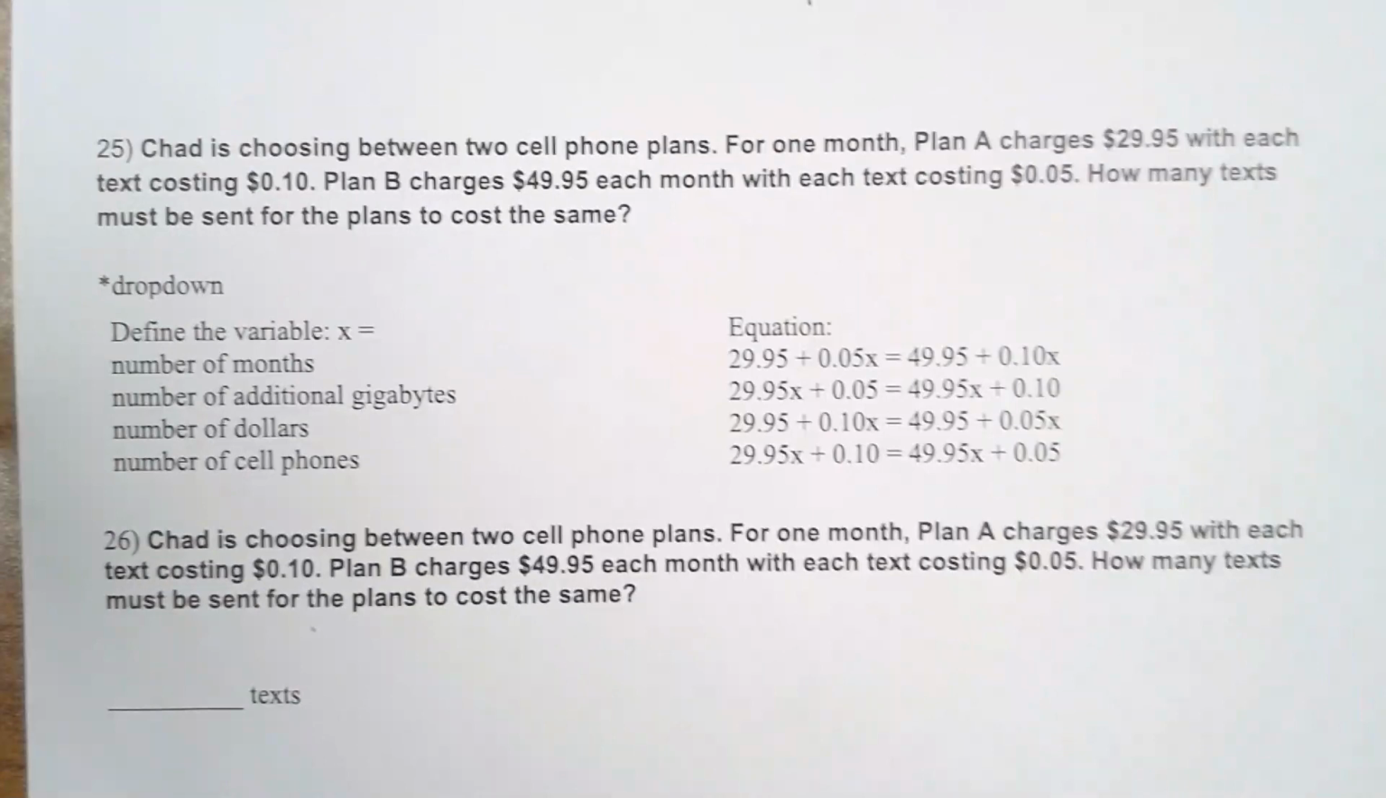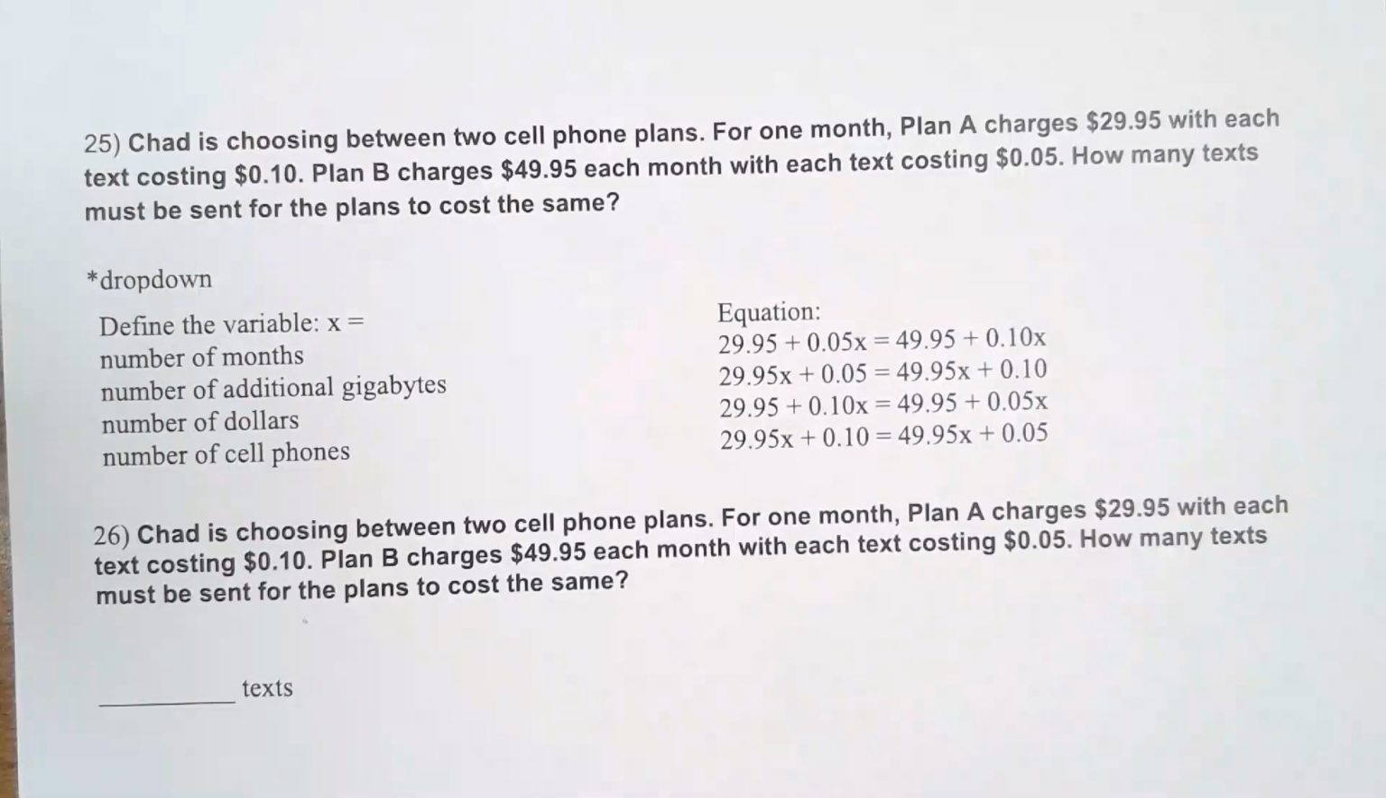All right, and then our last two questions here. So Chad is choosing between two cell phone plans. For 1 month, Plan A charges $29.95 with each text costing 10 cents each. Plan B charges $49.95 each month with each text costing 5 cents each. How many texts must be sent for the plans to cost the same?